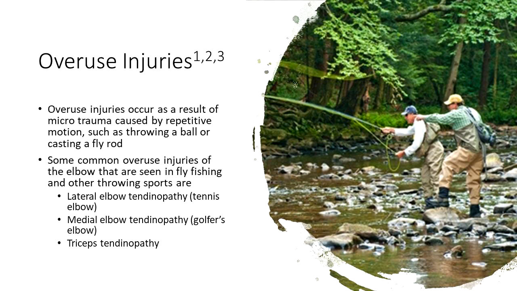So a brief overview of overuse injuries in general. Overuse injuries occur as a result of microtrauma caused by repetitive throw motion, which could be throwing a ball or casting a fly rod. This overuse or repetitive motion can cause micro tears and damage to the muscles and tendons that help you complete this motion. Some of the more common overuse injuries seen in fly fishing and other throwing sports are lateral elbow tendinopathy or tennis elbow, medial elbow tendinopathy or golfer's elbow, and triceps tendinopathy.